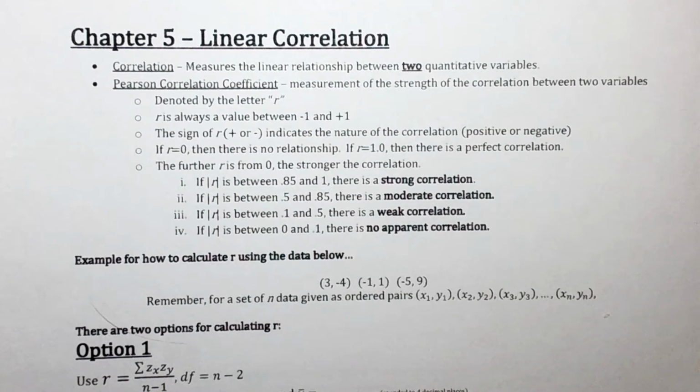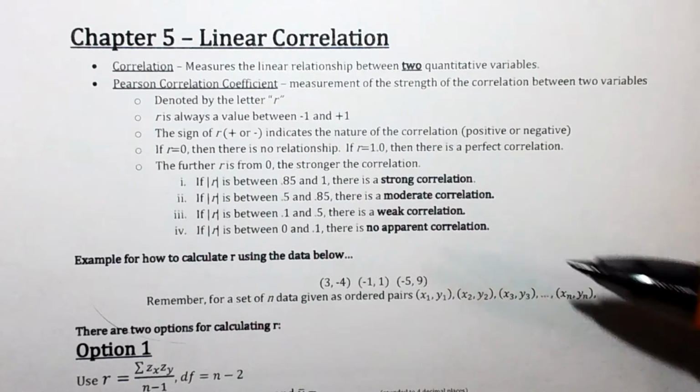Now the sign of r, whether positive or negative, indicates the nature of the correlation. So if it's going up to the right, it's a positive r, and if it's going down towards the right, it's negative. If r equals 0, that means there's no relationship, we can't see any pattern. If r equals +1, there's a perfect positive correlation. And if r is -1, it's a perfect negative correlation. The further r is from 0, the stronger the correlation there is.